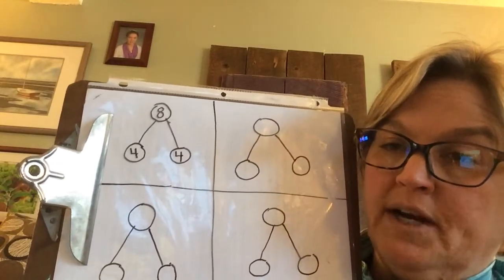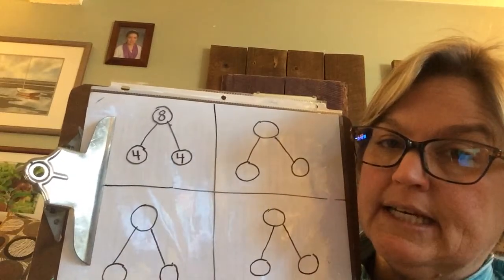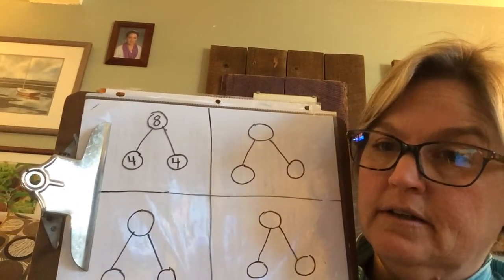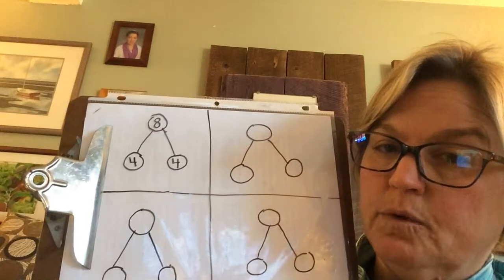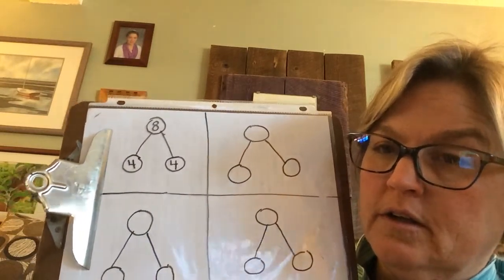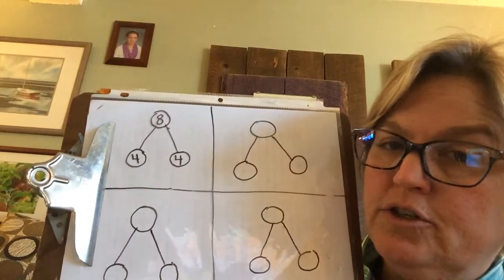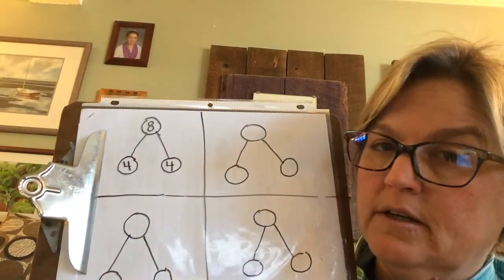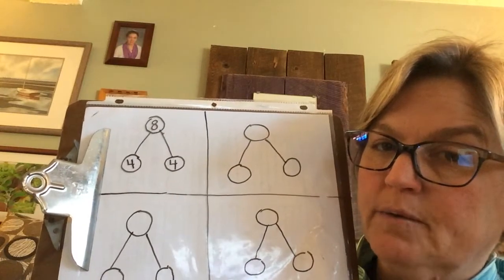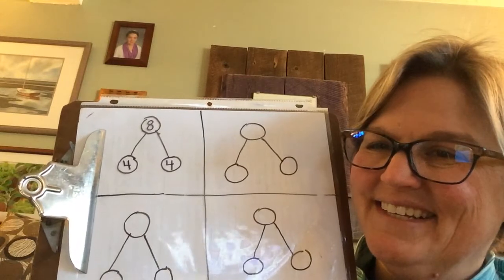If you had 1 and 7, that would work. If you had 2 and 6, that would work. 5 and 3, that would work. 4 and 4, that would work. 3 and 5, that would work. 6 and 2, that would work. 1 and 7, that would work. 0 and 8, that would work.